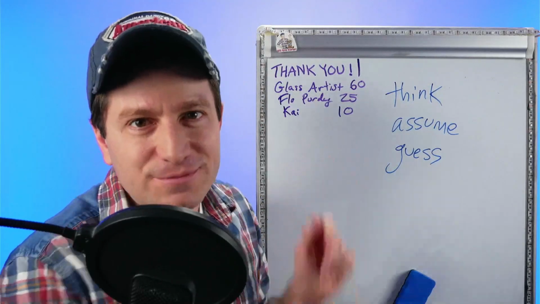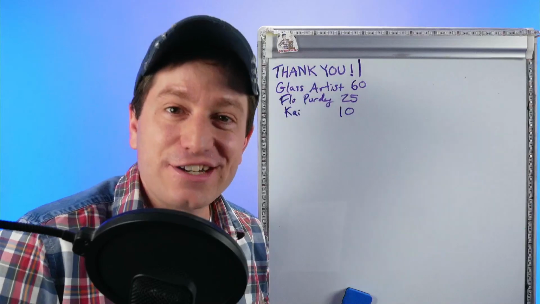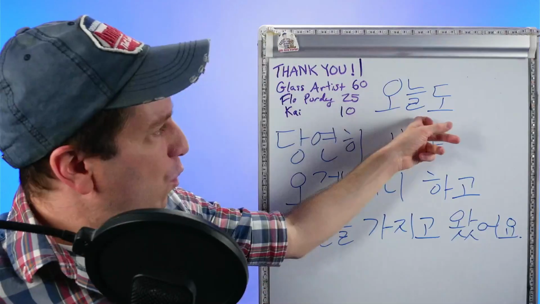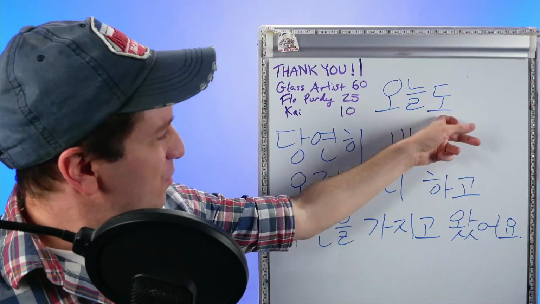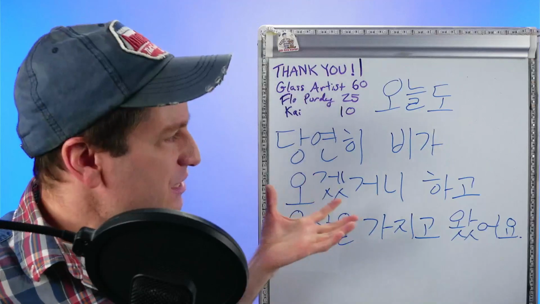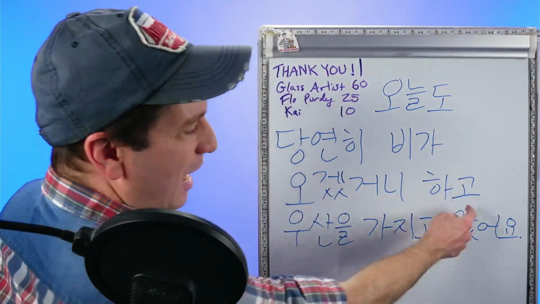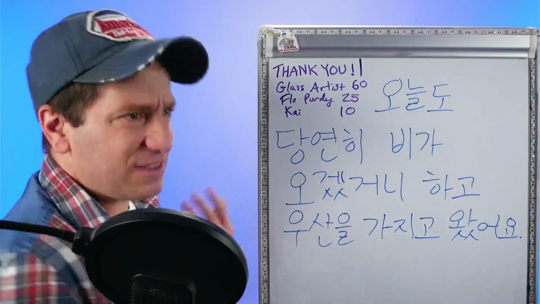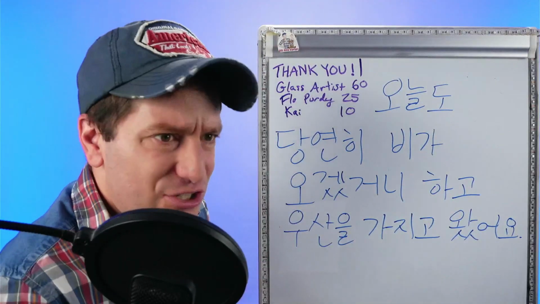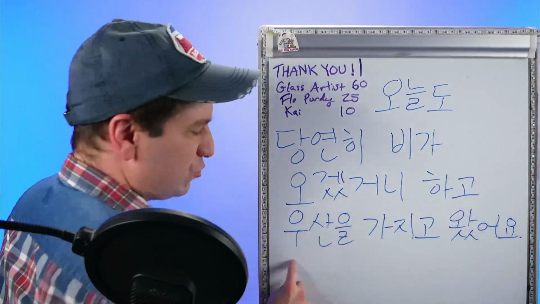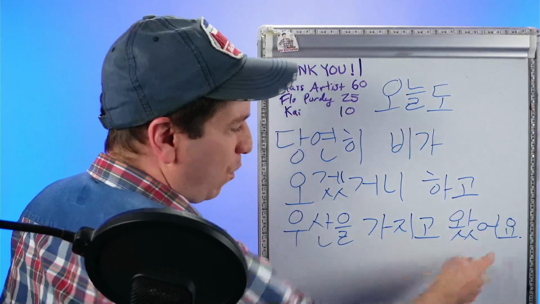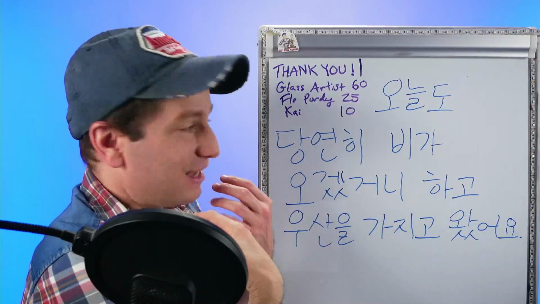Any of these will work. Let's do our very first example sentence. 오늘도, so today too, 당연히, of course, obviously, 비가 오겠거니 하고. So I am thinking, 생각하고, yes, of course, it must rain today too. And thinking that, 우산, umbrella, 가지고 오다, to bring an umbrella.